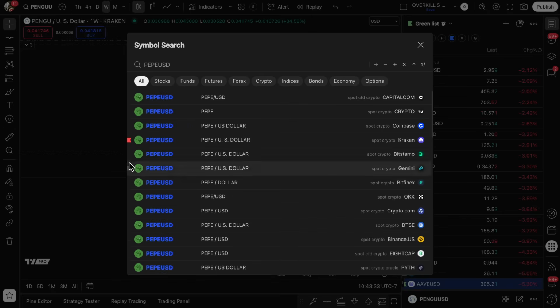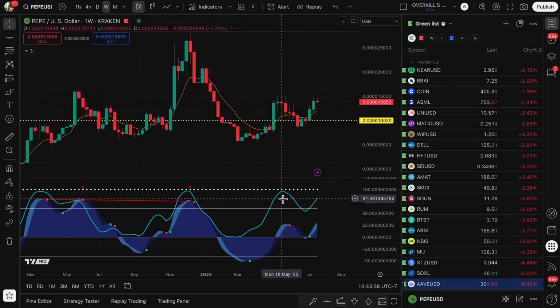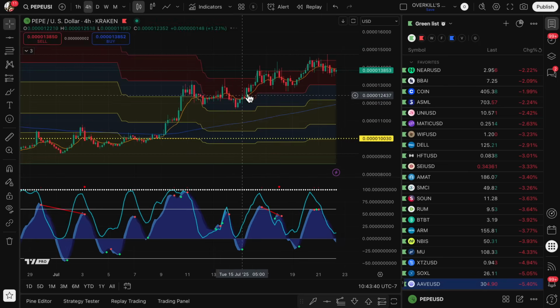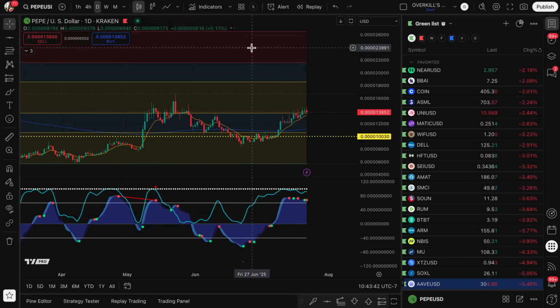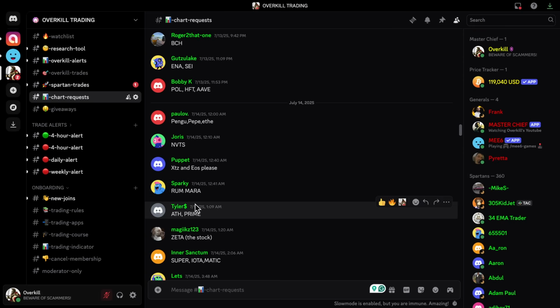Pepe. Pepe doesn't have the monthly yet, but it does have the weekly here. So I'd be looking for the 4-hour or the daily dot to add. Okay, a lot of room to go on that one too.